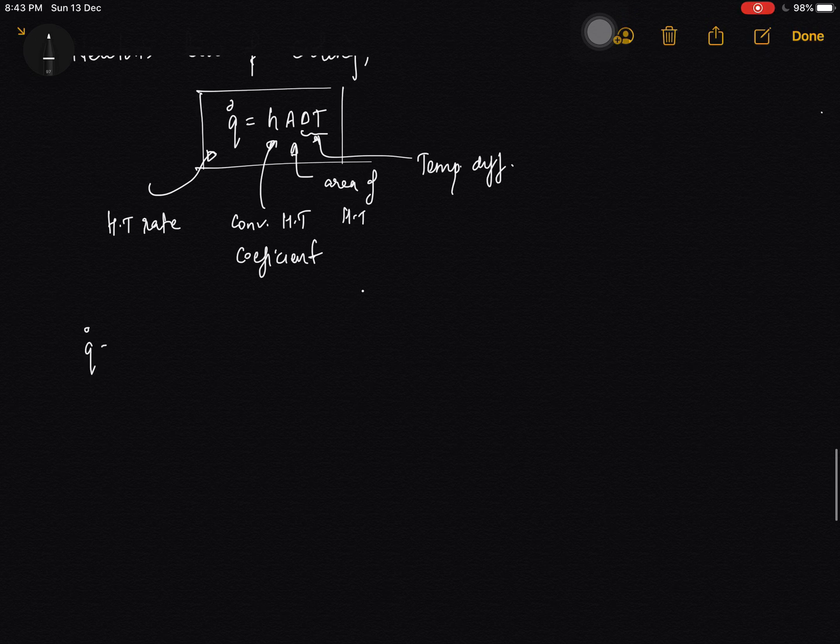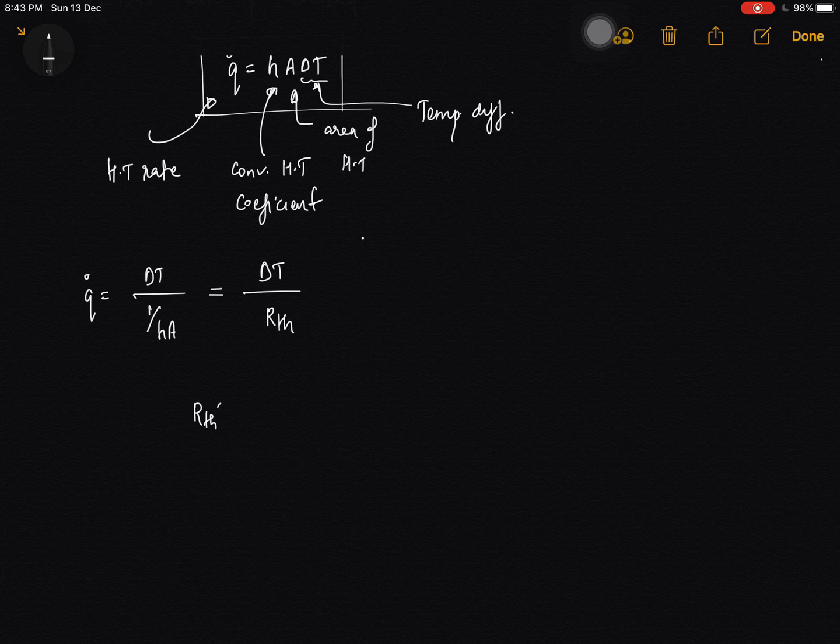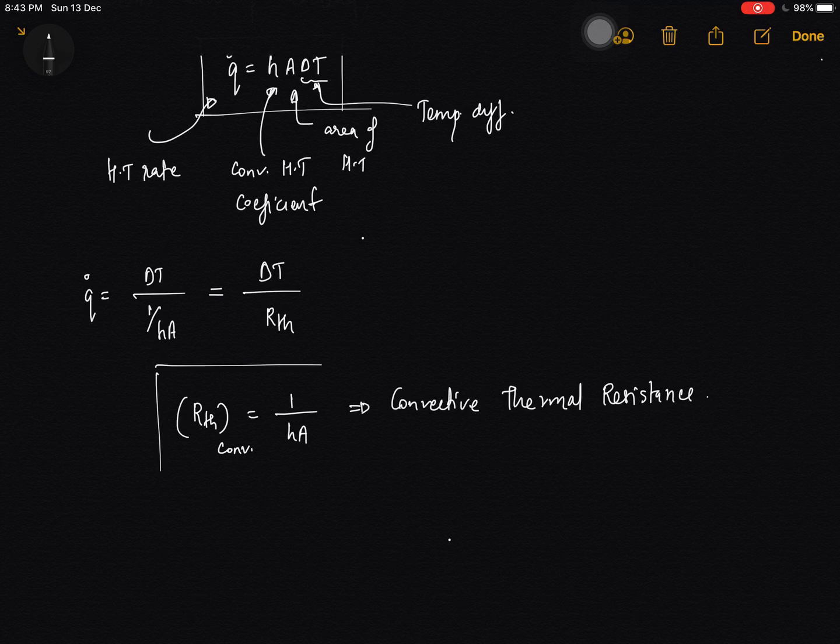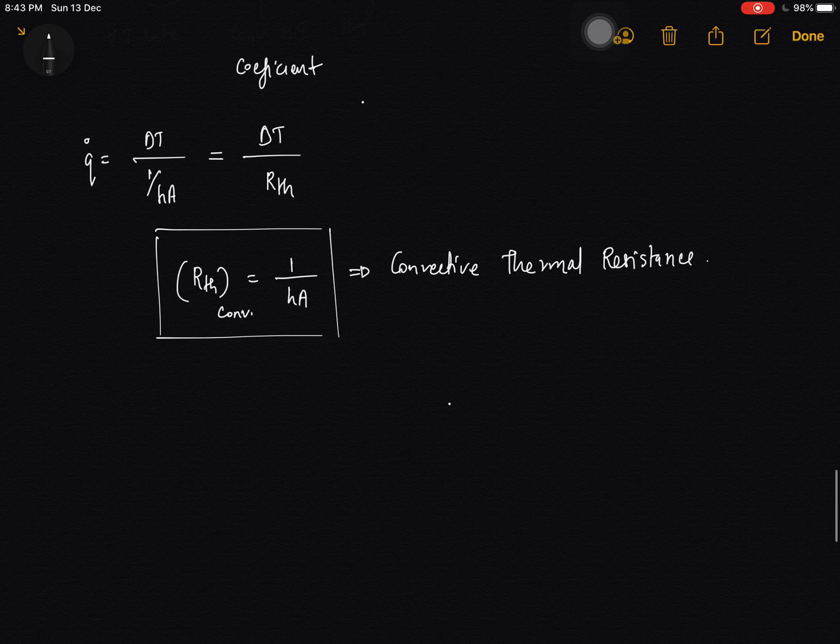So we can rewrite this equation as Q dot is equal to delta T divided by 1 by hA. If we compare this equation with delta T by R_th, we can find that R_th will be equal to 1 by hA, and this is simply called the convective thermal resistance, denoted by R_th,conv. So that's it.